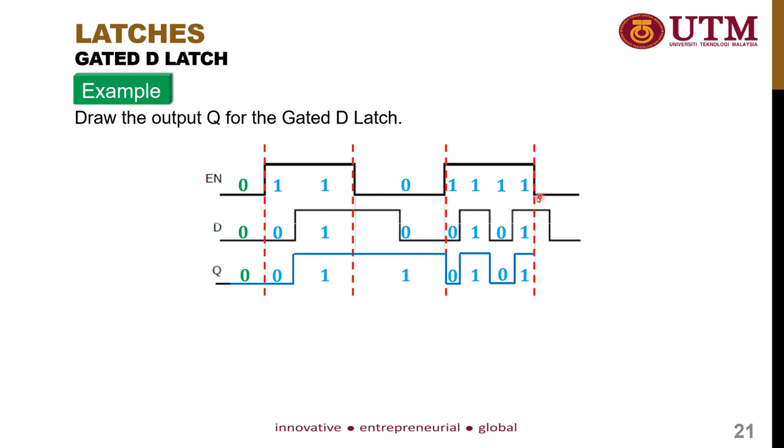Okay, and finally, you see here, the enable has been set to 0. So it means that the output doesn't change. So it will constantly become 1.